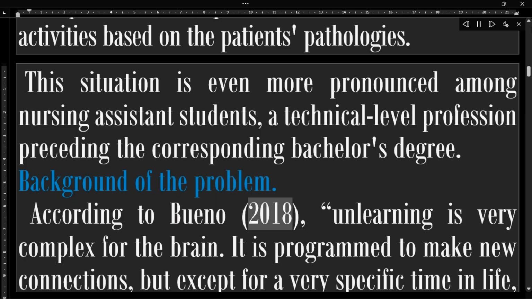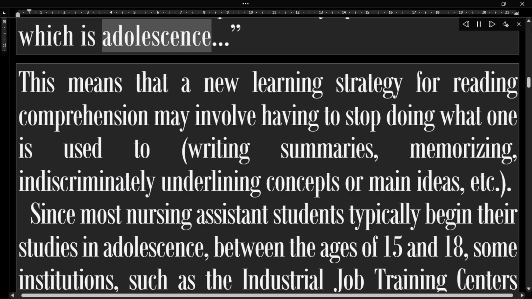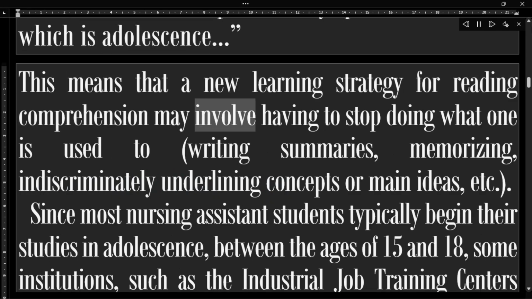According to Bueno 2018, unlearning is very complex for the brain. It is programmed to make new connections, except for a very specific time in life, which is adolescence. This means that a new learning strategy for reading comprehension may involve having to stop doing what one is used to: writing summaries, memorizing, indiscriminately underlining concepts or main ideas, etc.